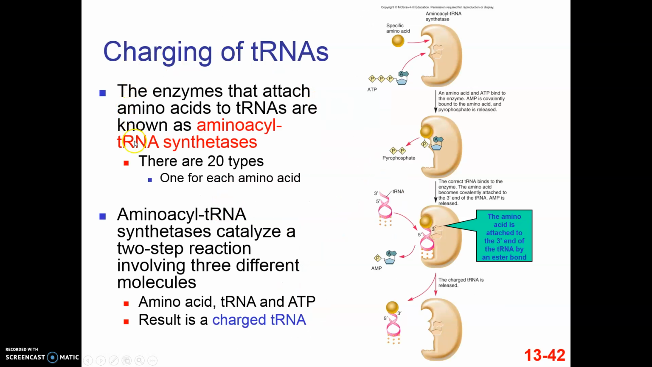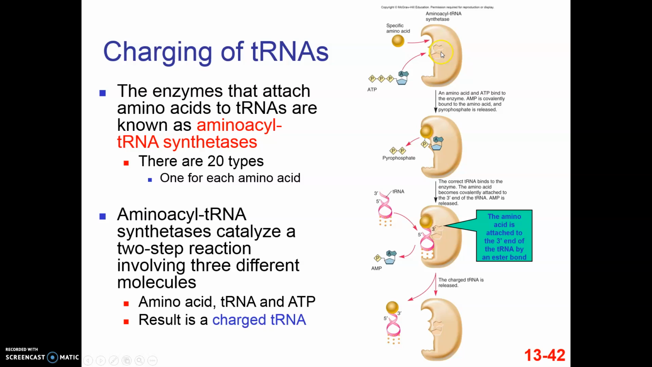Now, when we look at the process of charging these transfer RNAs with an amino acid, there's a specific enzyme called amino acid transfer RNA synthase, and there's a different one for every amino acid. Consequently, there are 20, and in those rare organisms which have the 21st and 22nd amino acids, you see a specific synthase for those as well.